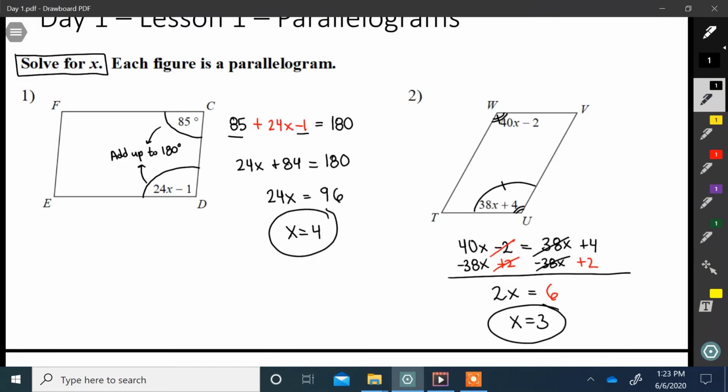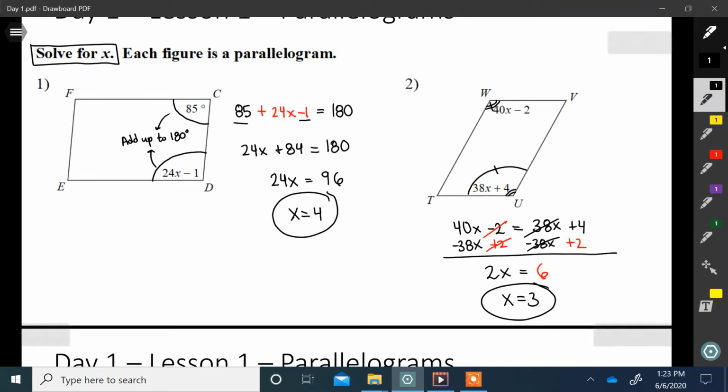So there we have it. We have two types of problems. In one of the problems, when you add those two together, they add up to 180. On the second problem, they were congruent to each other, and you have to be able to tell the difference.